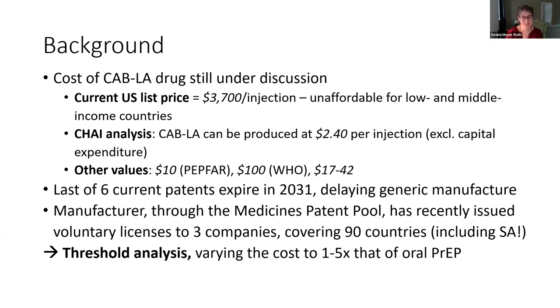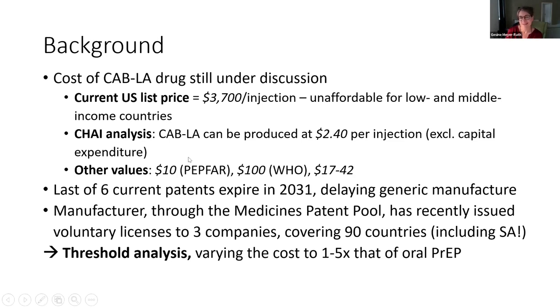As Dr. Neilan has already very much brought to the fore, the cost of cabotegravir as an injectable PrEP option is still very much under discussion. And for South Africa, it's a completely different space that we're in. The current US list price that Dr. Neilan mentioned is roundabout still, I believe, $3,700 per injection, which is, of course, completely unaffordable for any low and middle income country, including a high middle income country like South Africa.